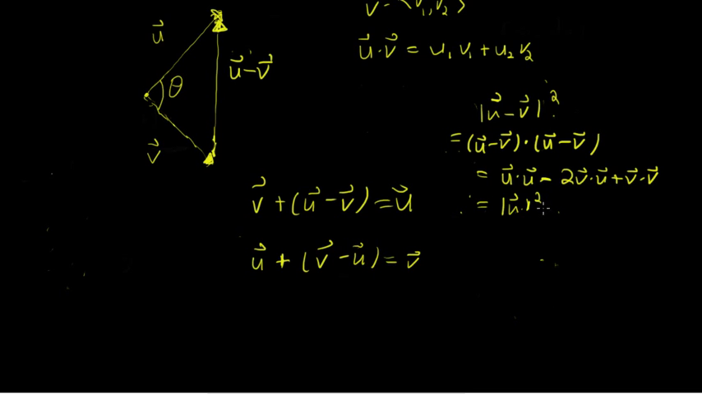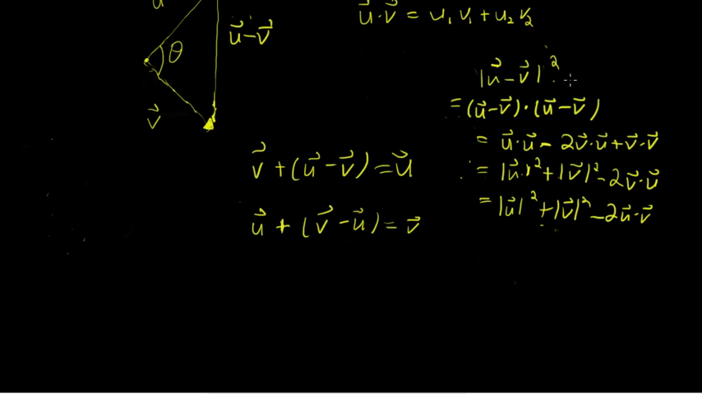Okay, so back to this computation. So this is the magnitude of u squared, and let's deal with this term now. This is going to be the magnitude of v squared minus 2 v dot u. That's the same thing as the magnitude of u squared plus the magnitude of v squared minus 2 u dot v.